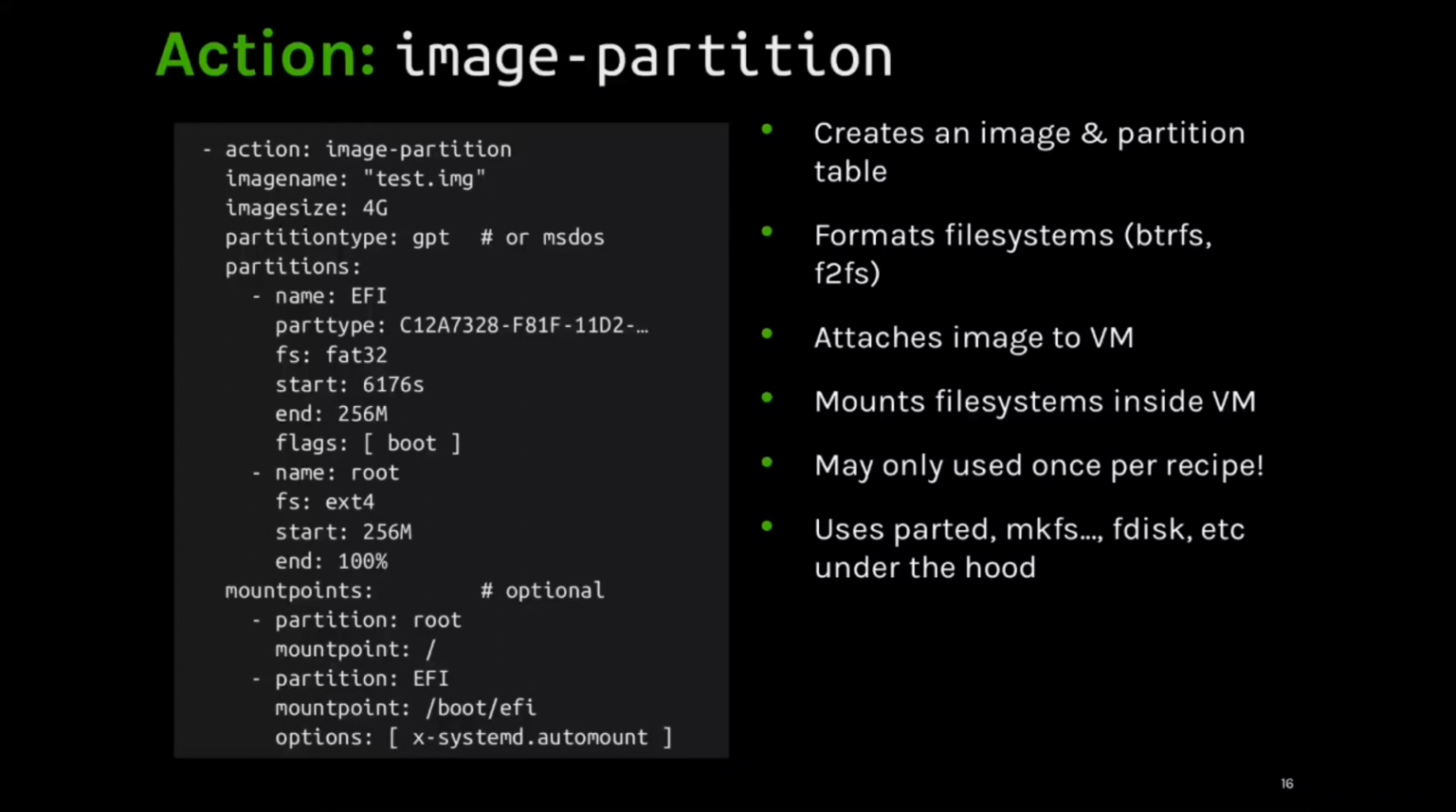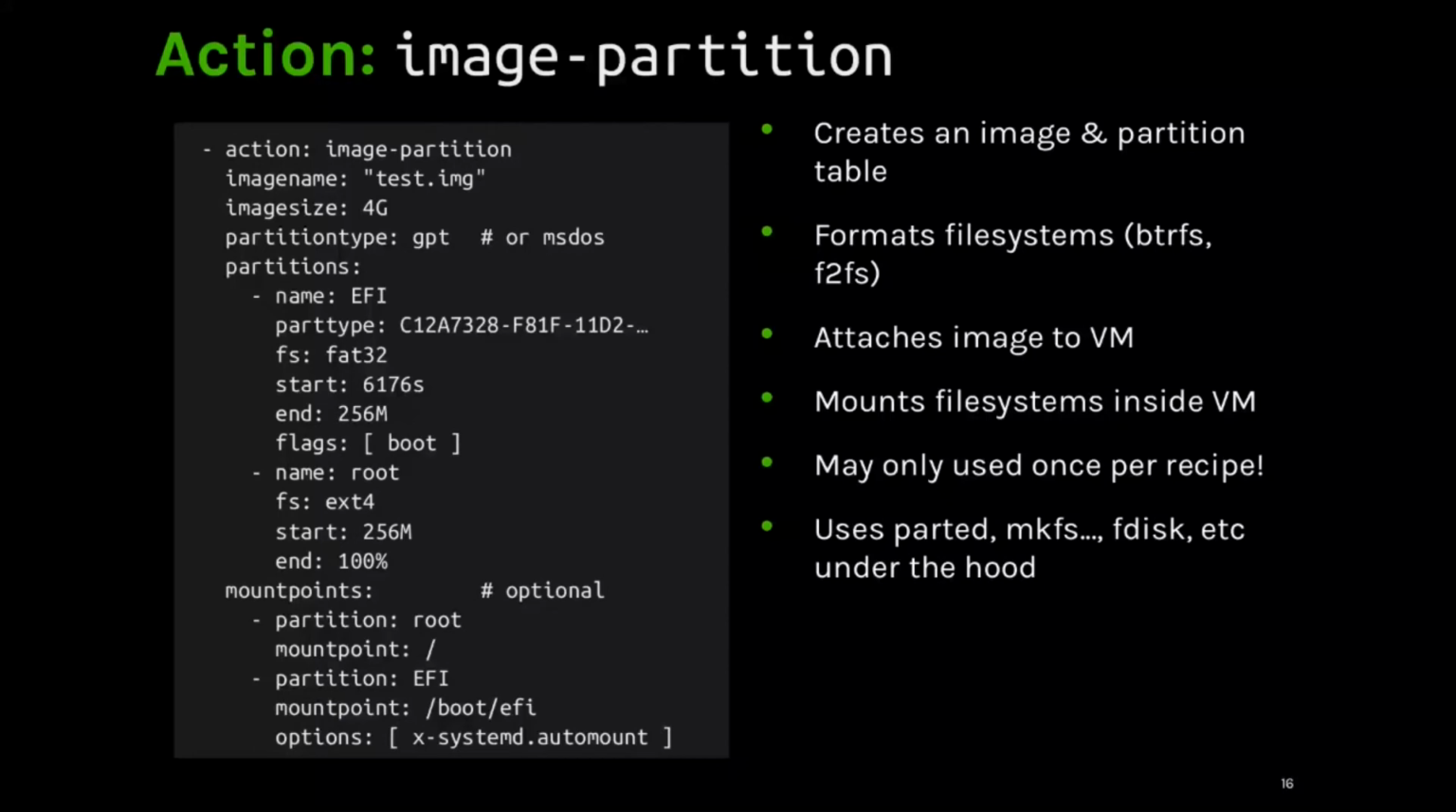So in this example here, we're creating 2 partitions, an EFI boot partition and a root partition. And then we also mount that inside the virtual machine as well, so we can do work on it. You can currently only create 1 image per recipe, but this hasn't actually been a problem so far for us. This is how it works, and it works quite nicely, in my opinion.